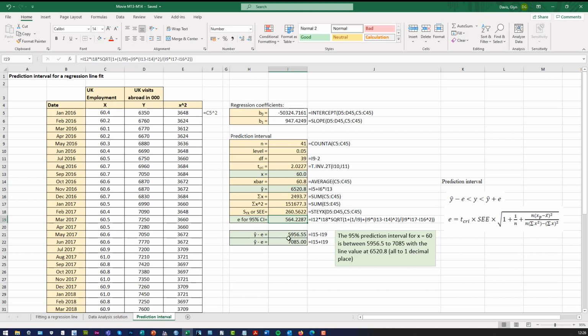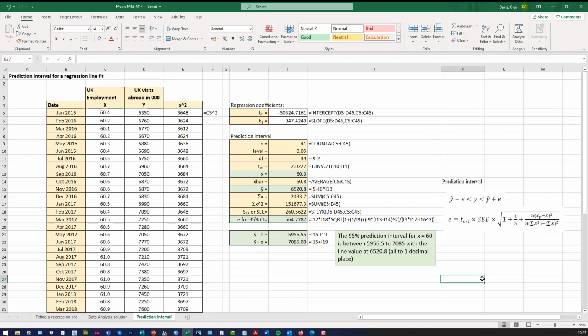And then all we do is substitute that number into this equation. We know y at, so y at minus that gives me the lower value, which is that, and then y at plus that error term gives me the upper bound, which is that. So the 95% prediction interval for when x is equal to 60 is between 5956.5 and 7085, with the line value at 6520.8, with all the values to 1 decimal place.